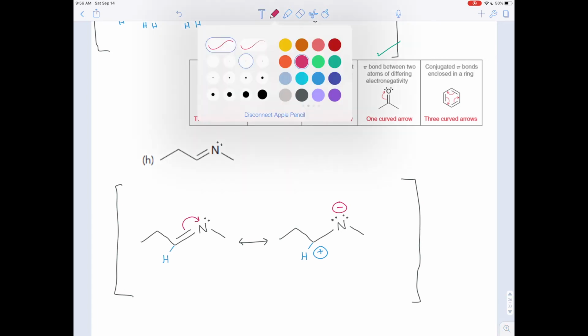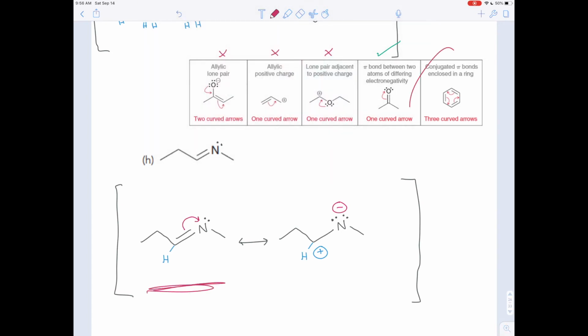Okay, so we went through the first 4 patterns for this left structure. If we look at the 5th pattern, we don't have that because we don't have a ring at all, so we couldn't have conjugated pi bonds in a ring. So we went through all 5 patterns for that left structure.